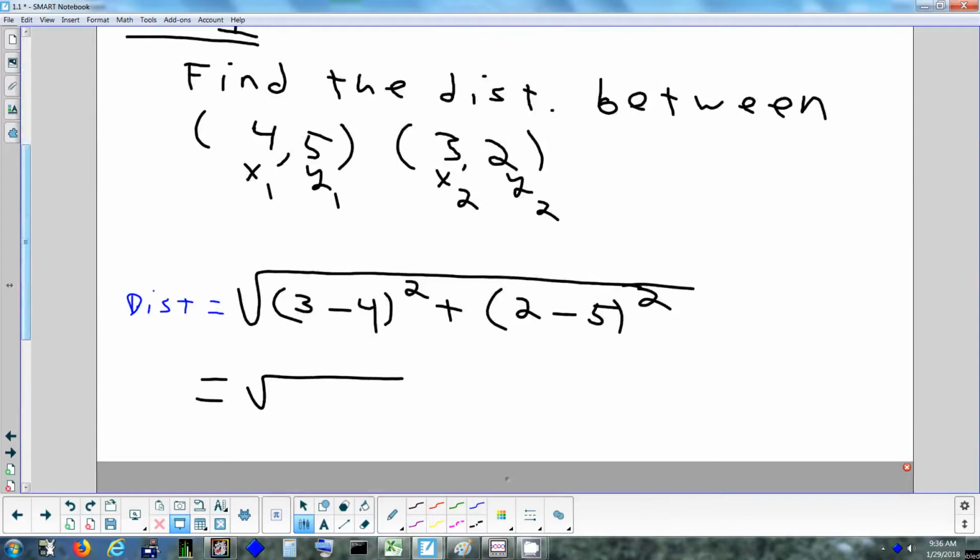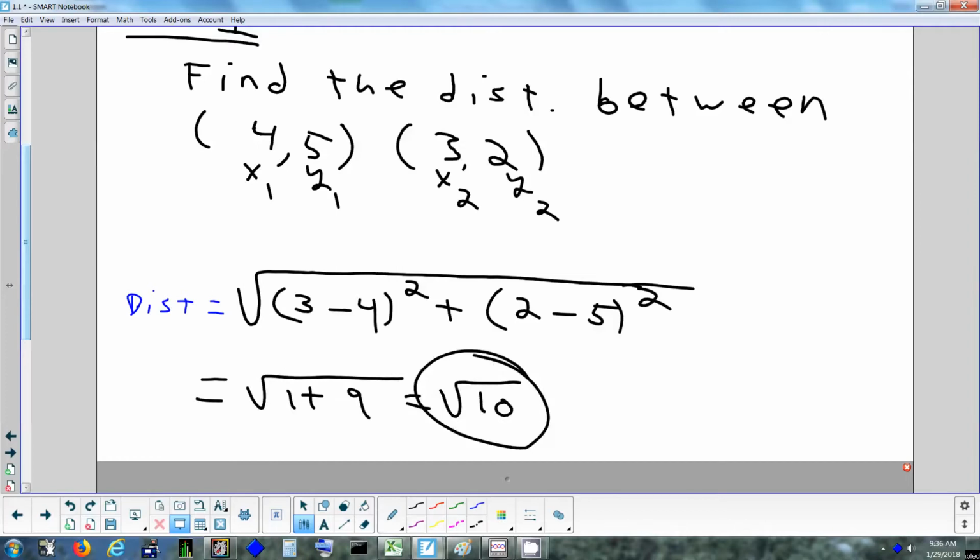Carissa, what's 3 minus 4? Negative 1. And then if you square it, you get 1. Plus, Liz, 2 minus 5? Negative 3. And if you square negative 3? 9. And the distance between those 2 points is the square root of 10.